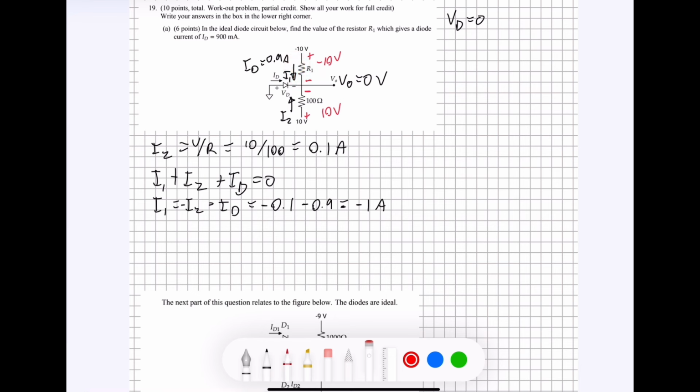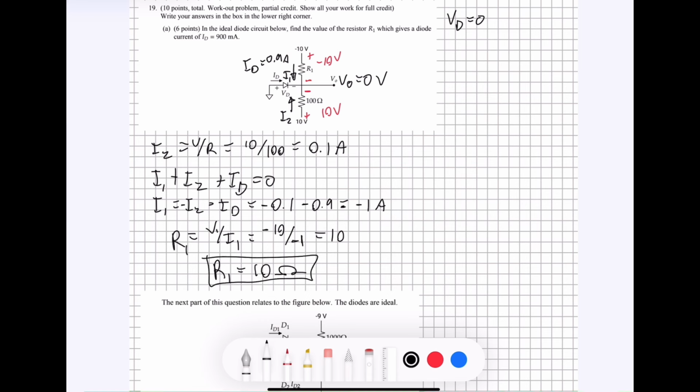And then in order to find the resistor, we use Ohm's law one more time. We know that V is equal to IR. That means that R would be equal to V divided by I. So R1 is going to be just like that. R1 is equal to negative 10, which we get from right here, divided by the current that we found in our last step, which is negative 1. That's going to be 10. So the value of R1 is going to be 10 ohms.